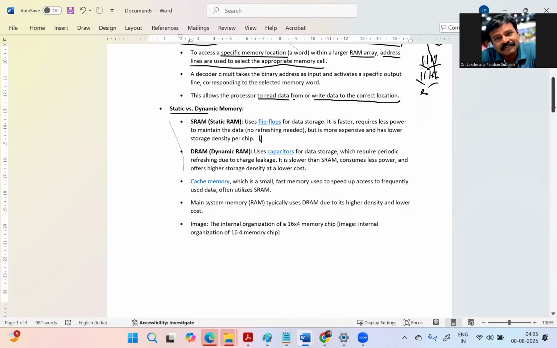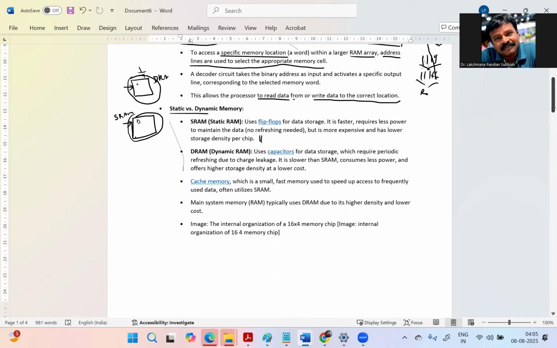Lower storage density per chip means that for the same chip size, the memory size is very small. If you have dynamic RAM of the same size, it stores more information. This is because SRAM has all those flip-flops, whereas here we have only a capacitor. In dynamic RAM we have a small capacitor, so within that area we can have more cells. In SRAM, in the same area, we can have fewer cells. The cell size is big, right? So that is SRAM.